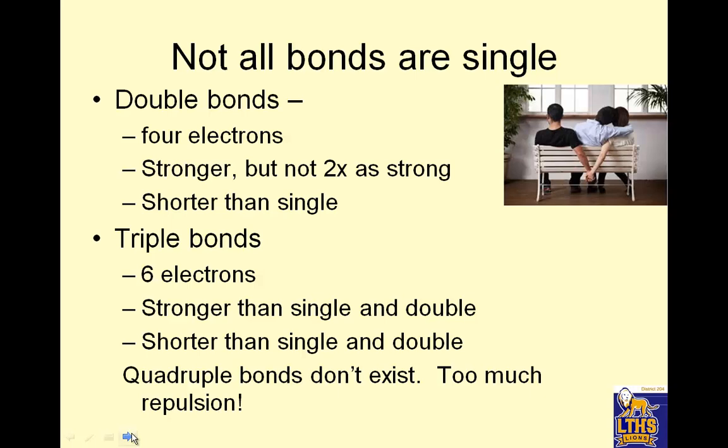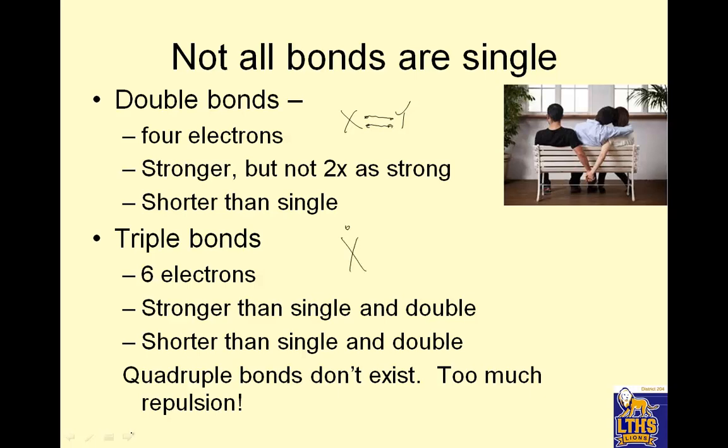Not all bonds are single. Double bonds have 4 electrons. So remember when I had X to Y, they're sharing 2 electrons? It would have 4 electrons, like when I had O2. Stronger, but it's not 2 times as strong. And they are shorter than single bonds.